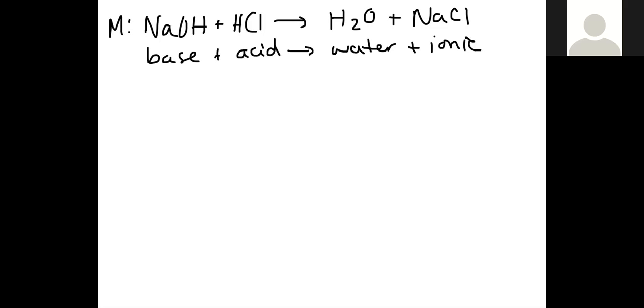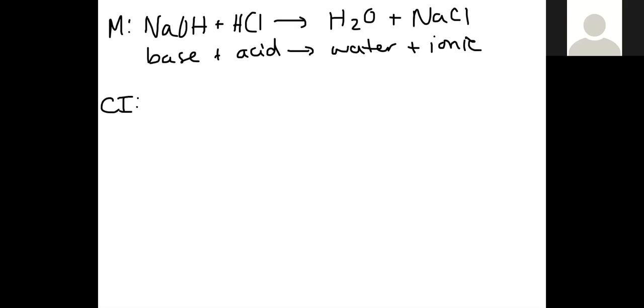If I have just NaOH and no H plus, is that an acid-base reaction? If I only have a base but no acid, is that an acid-base reaction? No. If I have an acid but no base? No. So you can only have an acid-base reaction if you have both an acid and a base, okay? If you have both an OH minus and an H plus. So you're complete ionic for this.